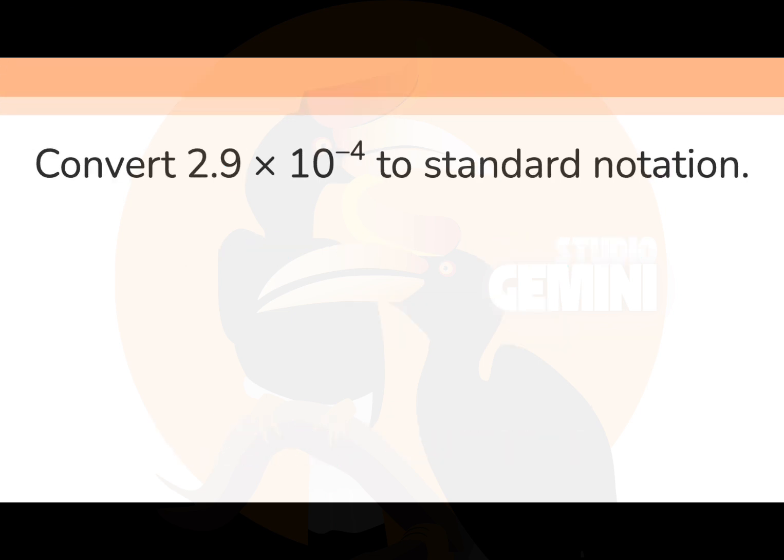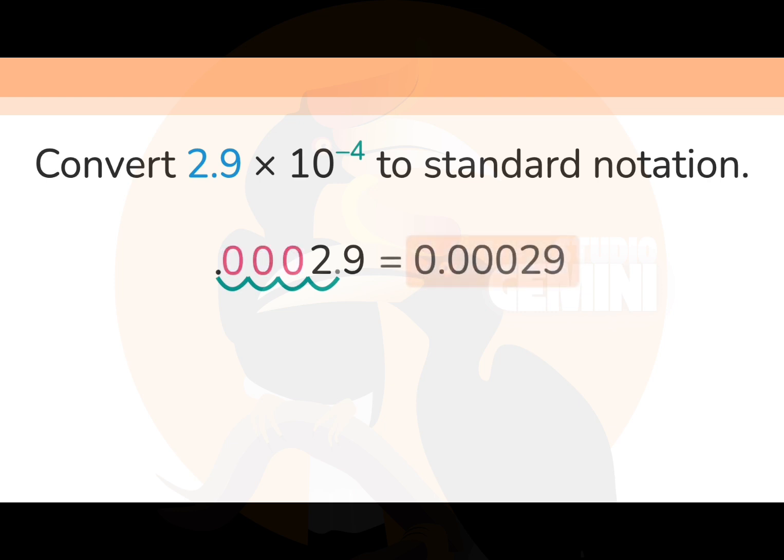Our second question asks us to convert 2.9 times 10 to the negative 4th power to standard notation. Like before, let's start with the number before the times 10. 2.9. Now we look at the exponent. Notice the exponent is negative 4. That means we will move our decimal point 4 places to the left instead of to the right. Then we will fill in the empty spaces with zeros. Now we have the number 0.00029. This number is 2,900 thousandths, which is a very small number.